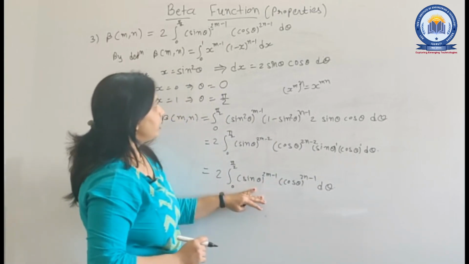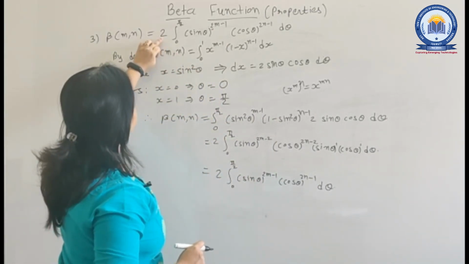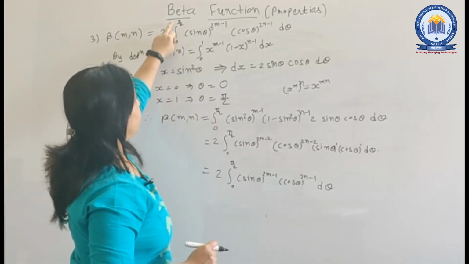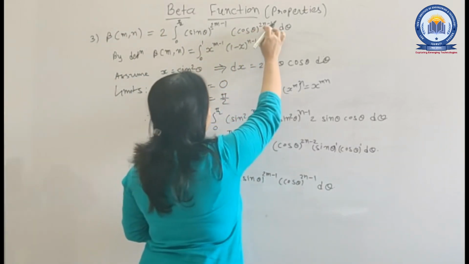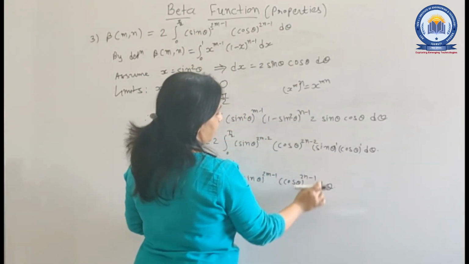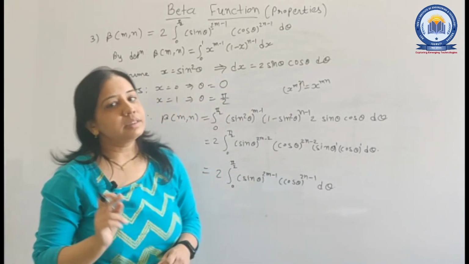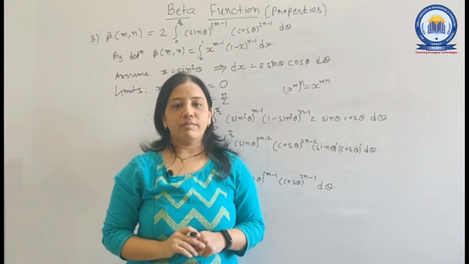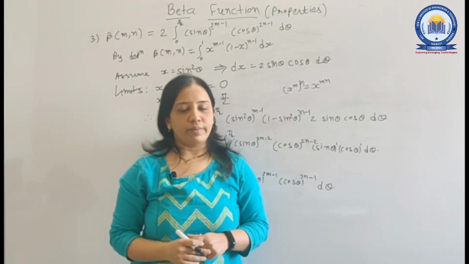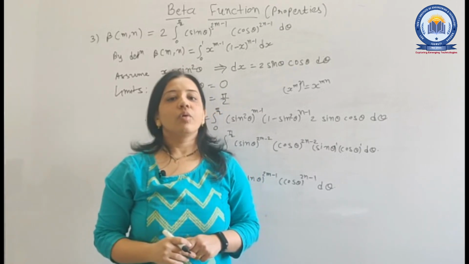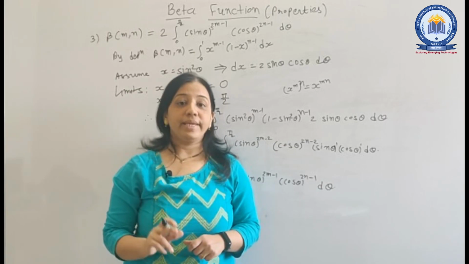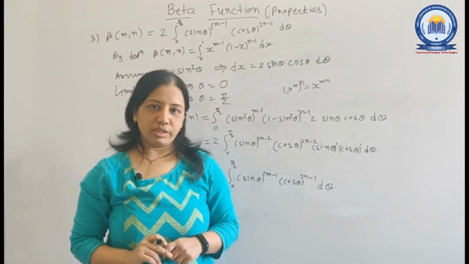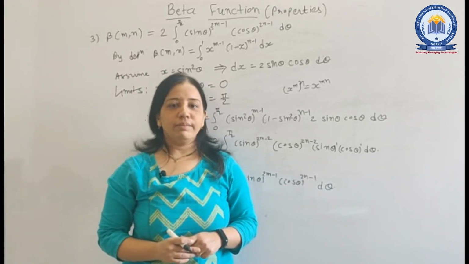Now just check with your result. 2 times the integral from 0 to pi by 2 of sine theta raised to 2m minus 1 cos theta raised to 2n minus 1 d theta. So that is our third property. So this is all about beta function and its properties. Now in the next lecture we'll go for gamma function and the relationship between beta and gamma function, and also we'll try to solve some examples. Thank you for watching this video.